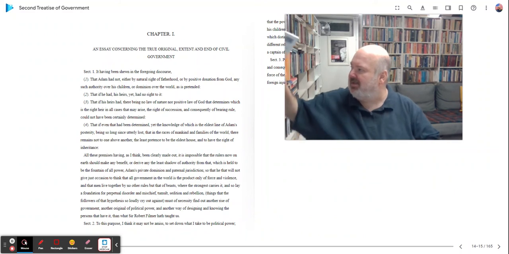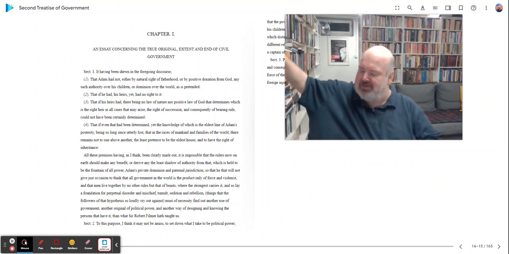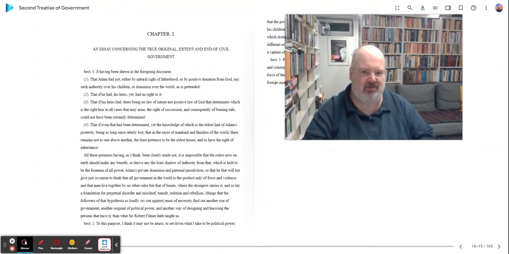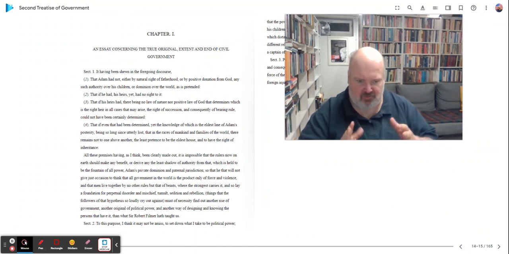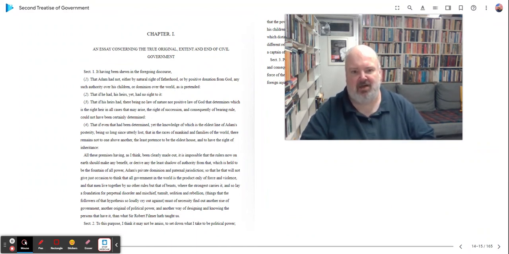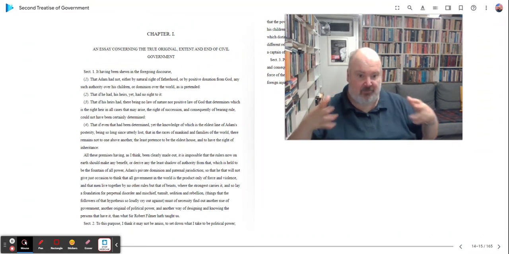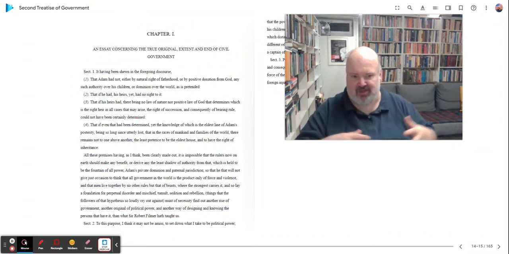Now, when it was published, it was anonymous originally. It was then later put together with the first treatise, which was more directly aimed at Richard Filmer's classic book, which was about defending the idea of divine right of kings, or the authorities of kings and magistrates, based on the idea of divine right.